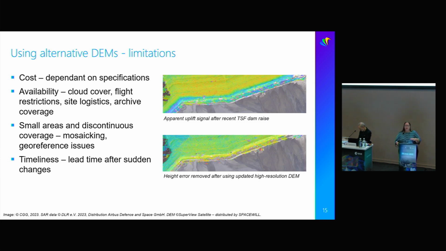As soon as the coherence returns, we're getting quite a strong apparent uplift signal, which exactly matches where they've put the new material. Now, we understand what that is, but trying to explain that to a client and putting it through the automated alerting procedures that say, hey, we've got deformation here, obviously doesn't understand why it's seeing that signal. So if we can get a quick, up-to-date DEM and remove that height error, then we get better, easier to use results.